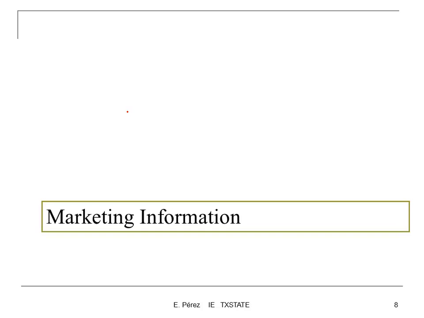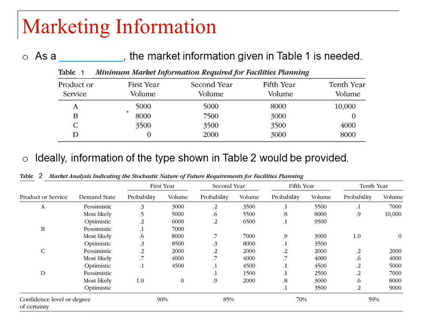So in terms of marketing information, again, this information is important for you to be able to forecast the amount of products that you're going to be responsible for in your facility. And at the same time, that allows you to plan for your resources. So as a minimum, the market information given in table one is needed. You might need at least an estimate for the first 10 years, depending on how long you plan to have this product running. And that should give you an idea of what resources are needed for that particular product.